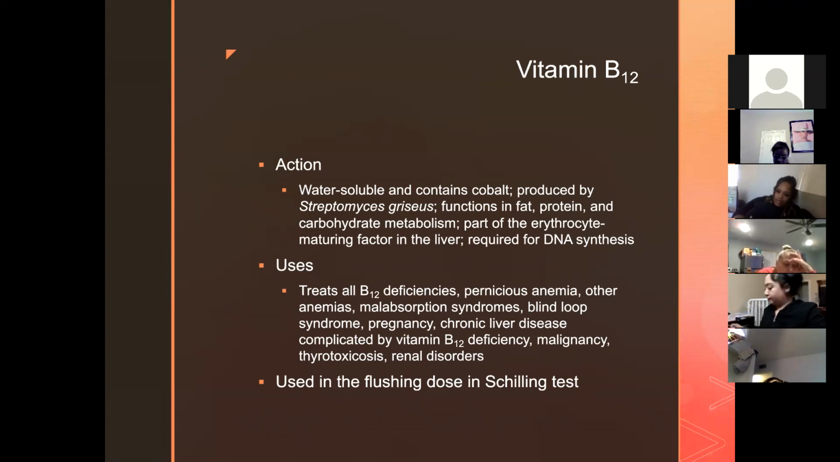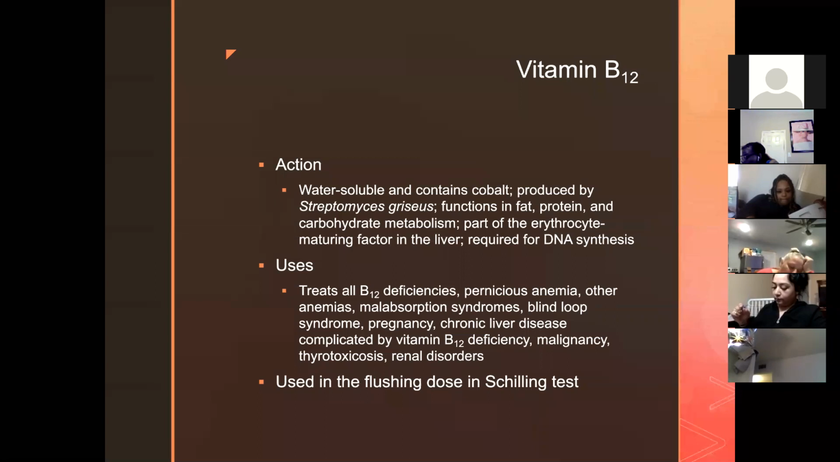All right. Vitamin B12, another water soluble vitamin. This vitamin is great. I was told when I first started nursing school, if you need a little extra energy, get you a complex B vitamin. It is great. But these function in fat and protein and carb metabolism. Right? And this is required for DNA synthesis. So you need it in your body.